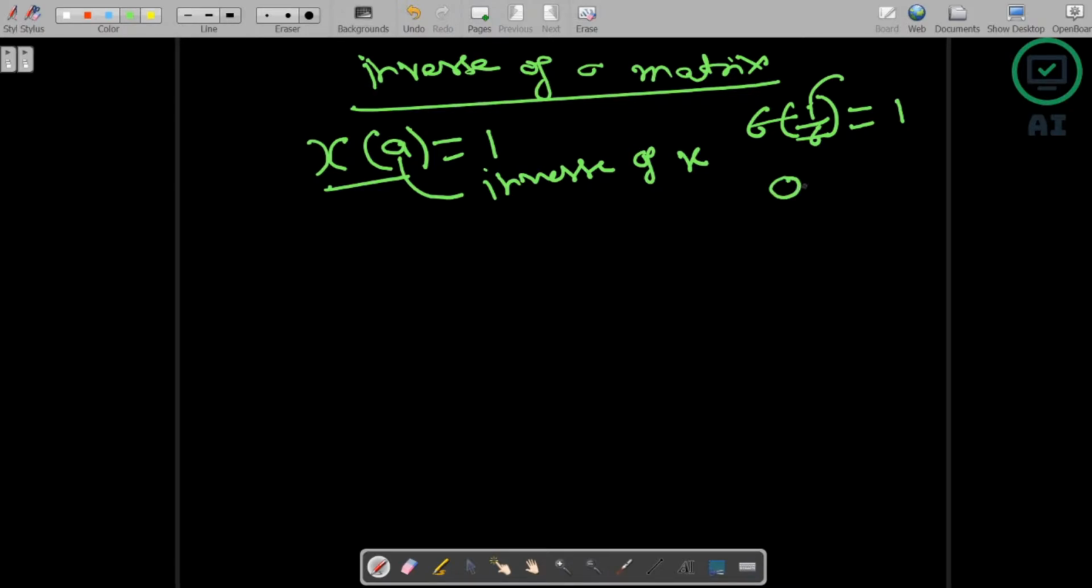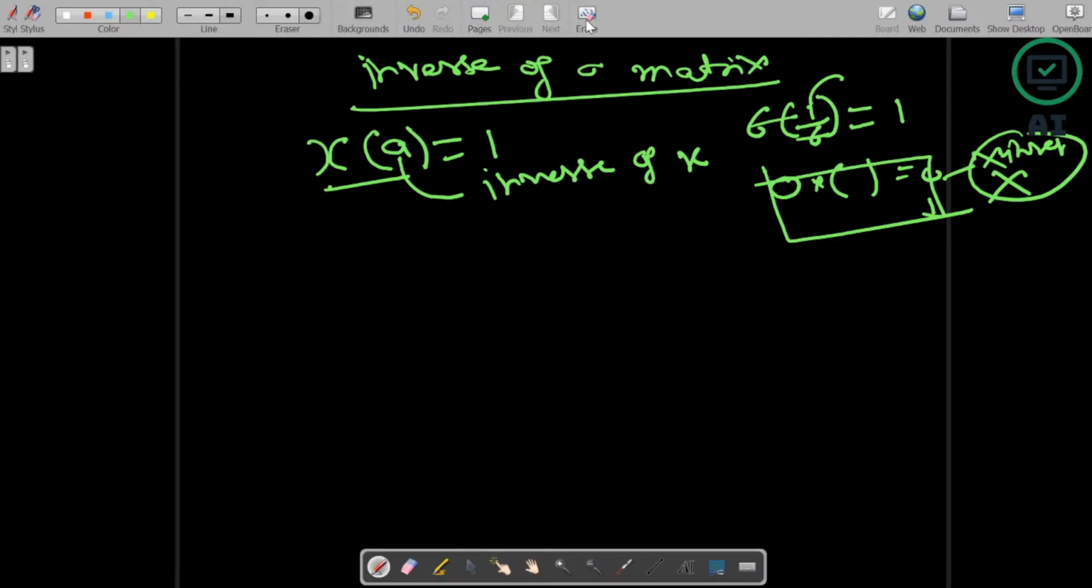0 does not have an inverse, because if you multiply any real number with 0, it will give you 0, not 1. So this is not an inverse. So let's see today the topic which I would like to highlight here: inverse of a matrix.